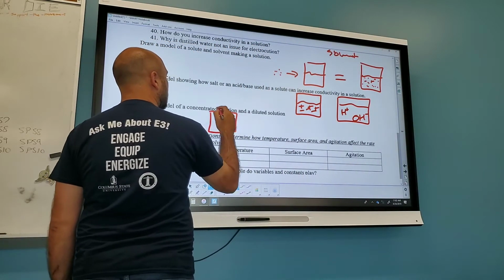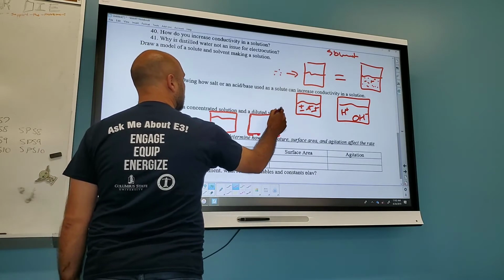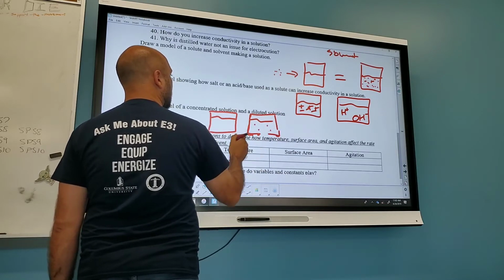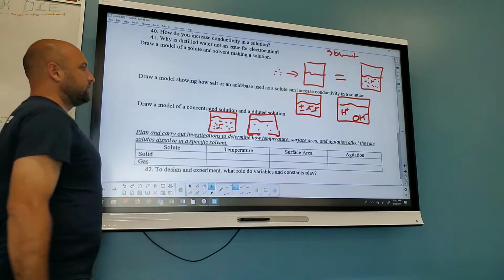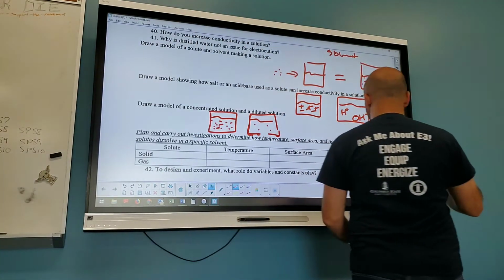So if it's concentrated, what should I see? A lot. And if it's dilute? Not that much. Dilute. Concentrated. We good with that? All right, rolling it down on here.